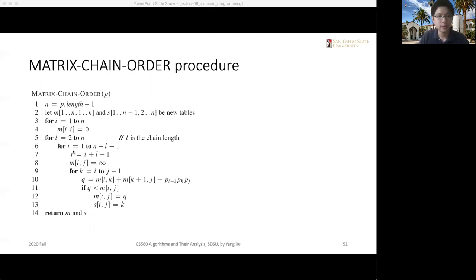If we look at the outer for loop, there are three layers of for loop. The loop counter is L, and this loop counter represents the size of the subproblem that we are solving. So we start from the smallest subproblem of size 2, and we end with size n, which is the original problem.